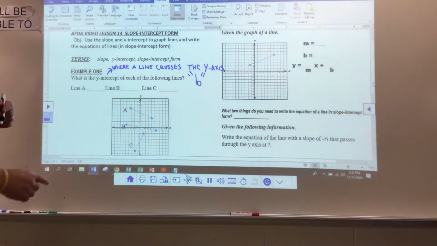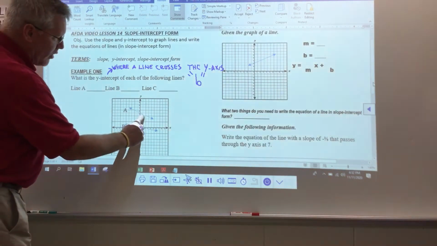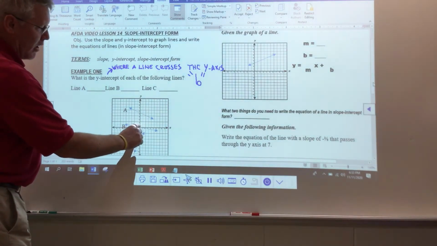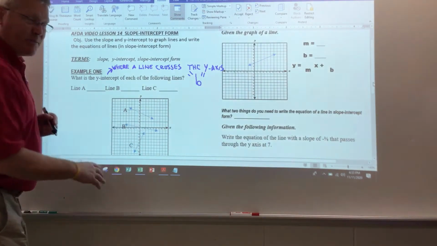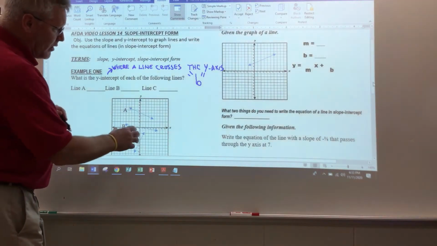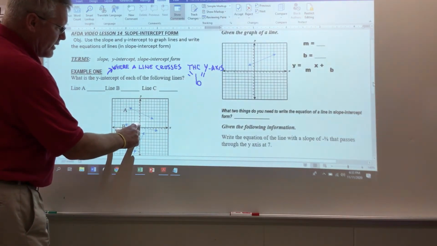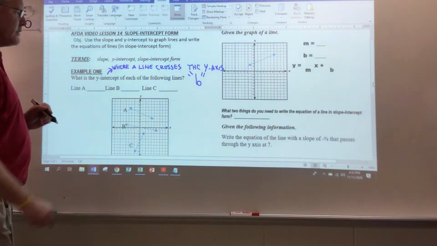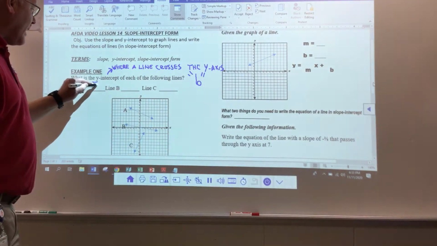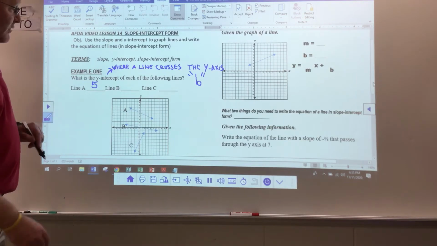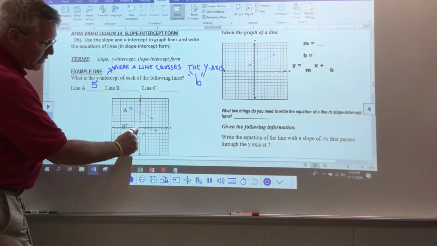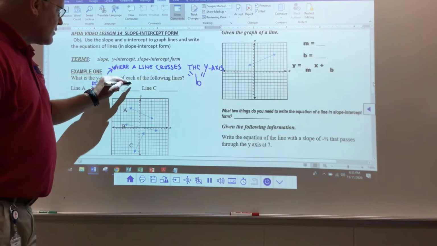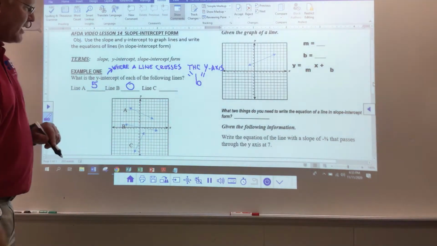Okay? So let's look at line A. How far up from the origin does it cross? Well, we just have to count blocks here from our graph. You may have to zoom in on your Chromebook on your notes to see that a little better. We're going to go up 1, 2, 3, 4, 5 to find where that crosses. So the y-intercept for line A is 5. For line B, which is this one right here, it crosses right through the origin. So we're going 0, so that y-intercept is said to be 0.